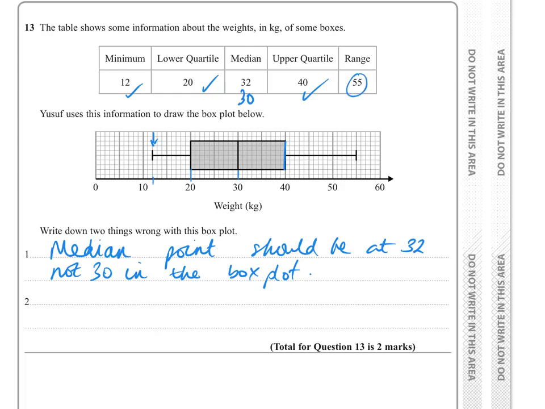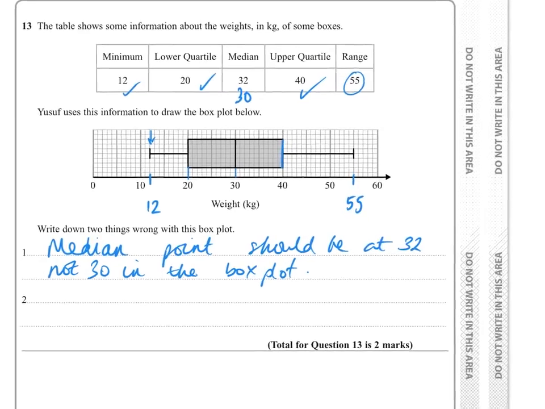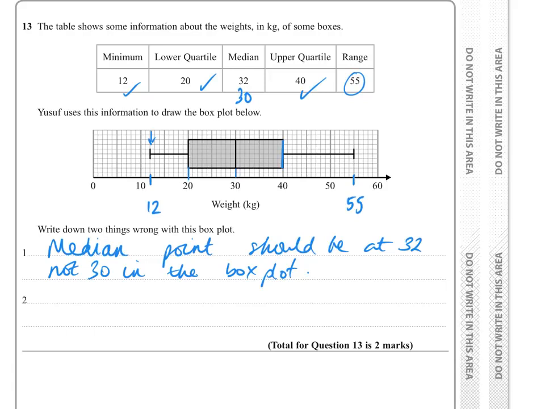Now the range. What range do we mean here? It doesn't say anything about the interquartile range, it just says the range. In this case, the range by the diagram seems to say 55, but the range is between the highest and lowest, so on the box plot the range is 55 minus 12, which is 43, which is not what you've been told to give as the range. So not an easy question, not for me anyway.